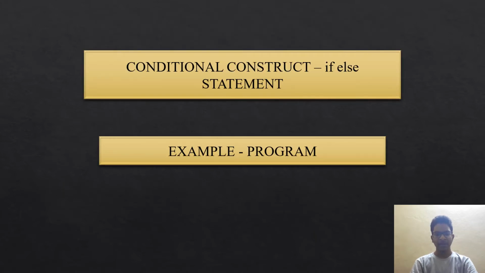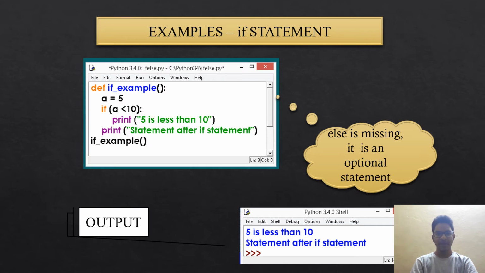Now we are going to discuss an example program of the if-else statement. Here def means it's a function. Here our function is if_example, and else is missing, as it is an optional statement. The code will give the output as 5 is less than 10, and then the statement after the if statement.